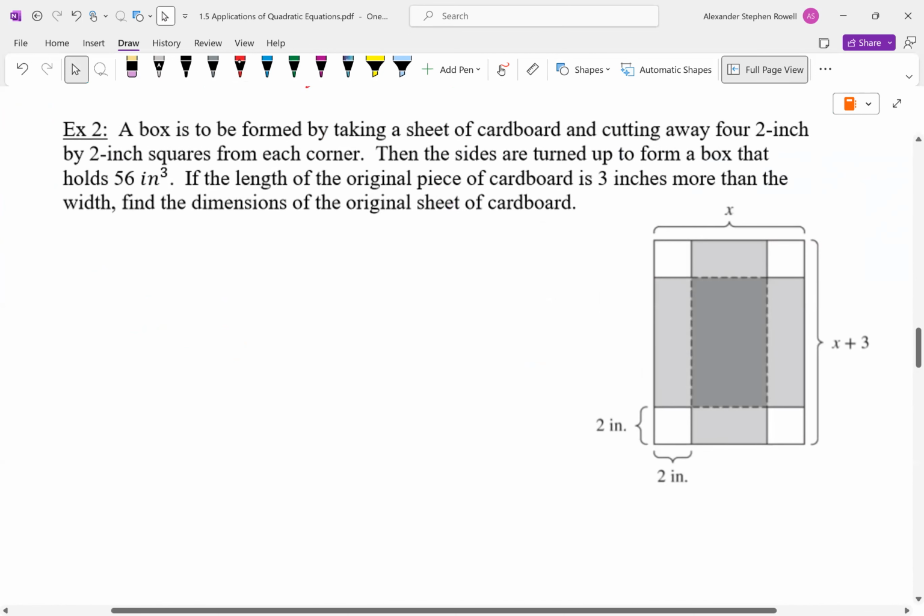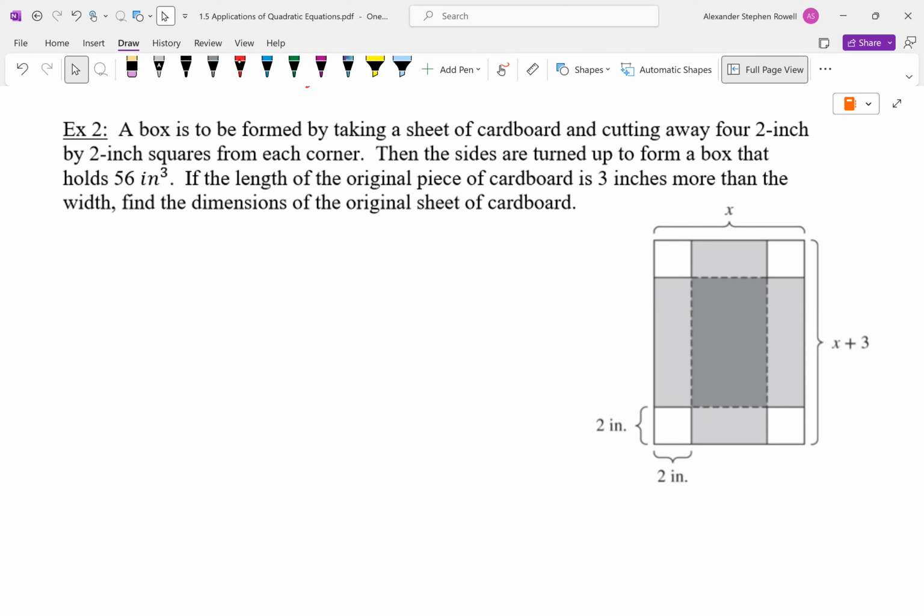Let's try the next one. A box is to be formed by taking a sheet of cardboard and cutting away four 2-inch by 2-inch squares from each corner. Can you imagine it? Then the sides are turned up to form a box that holds 56 cubic inches of air, I guess. If the length of the original piece of cardboard is 3 inches more than the width, find the dimensions of the original sheet of cardboard.